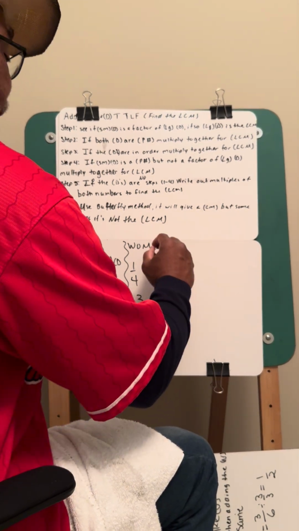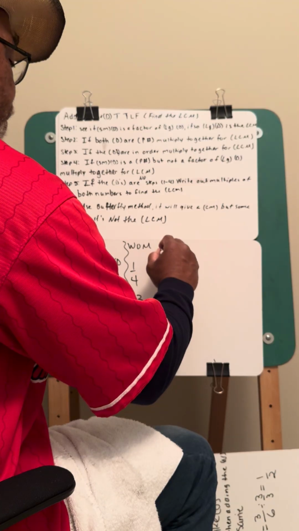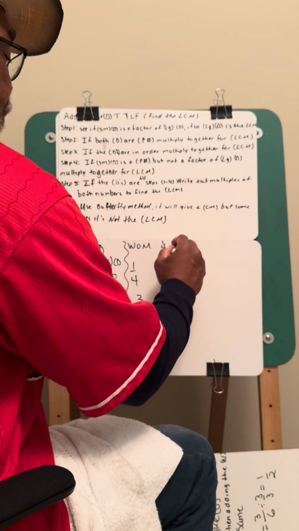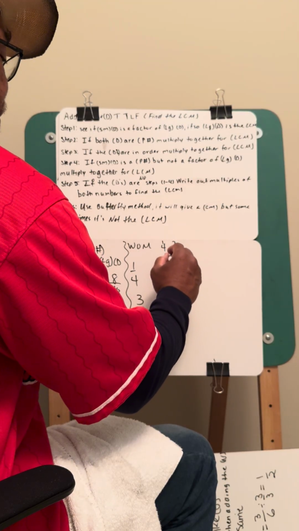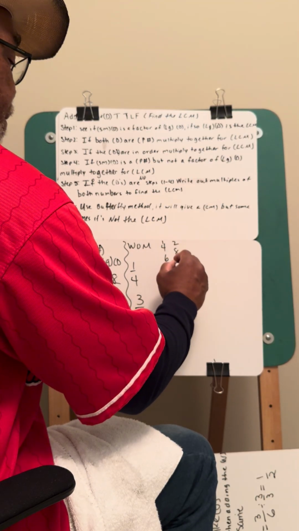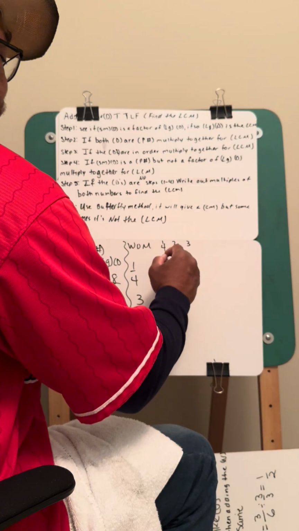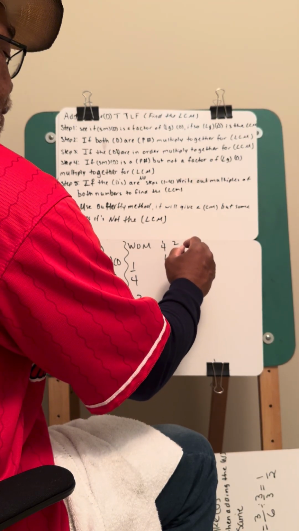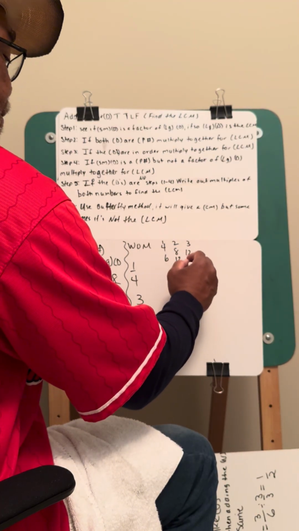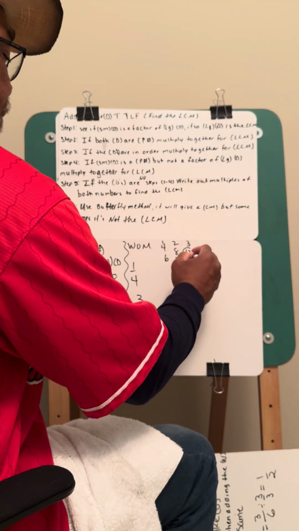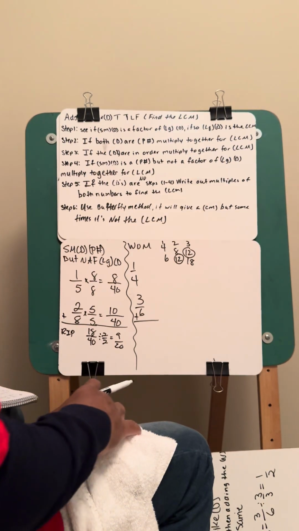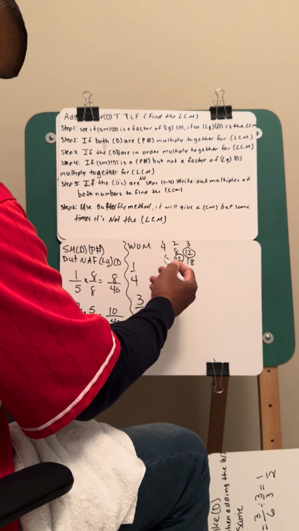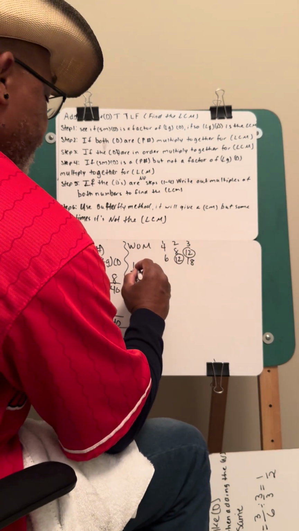So I'll go over here and write out my 4s. 4 times 1, 6 times 1. 4 times 2, 8. 6 times 2, 12. 3 times 4 is 12. 3 times 6, 18. Oh, I found a number that they both share in their multiples, which is 12.